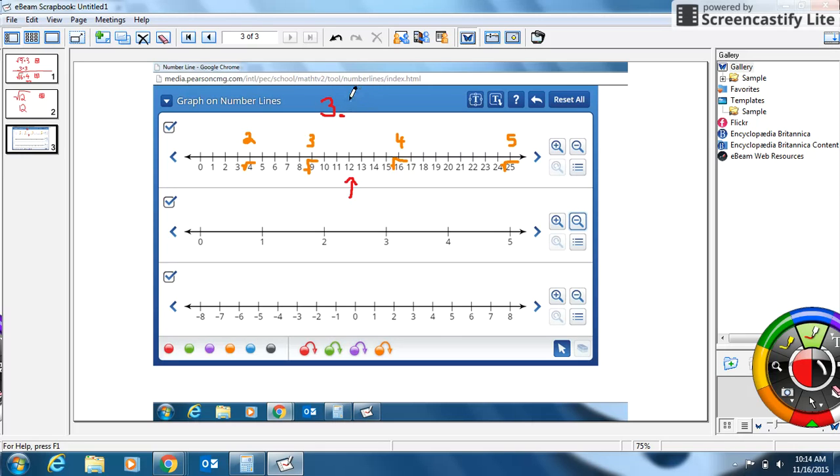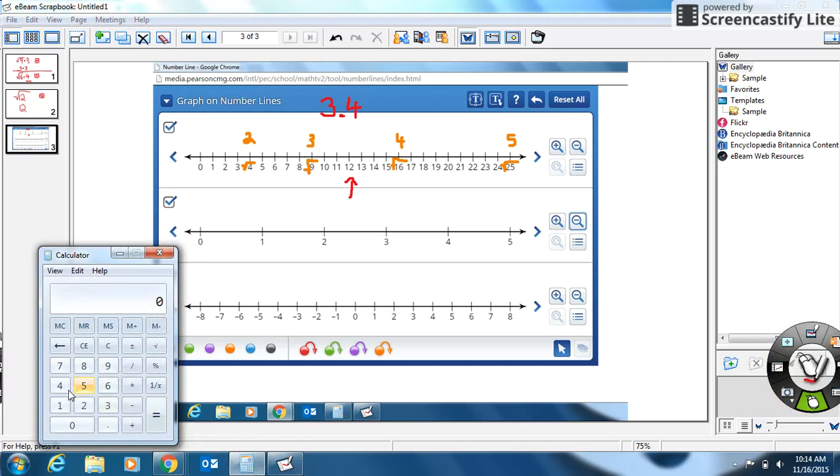It's right below half. So if half was 5, I could say 3.4. Remember, we're just estimating. We're getting close. If you said 3.4 was the square root of 12, that'd be close. Hey, let's check it on our calculator. 12, hit the square root button.